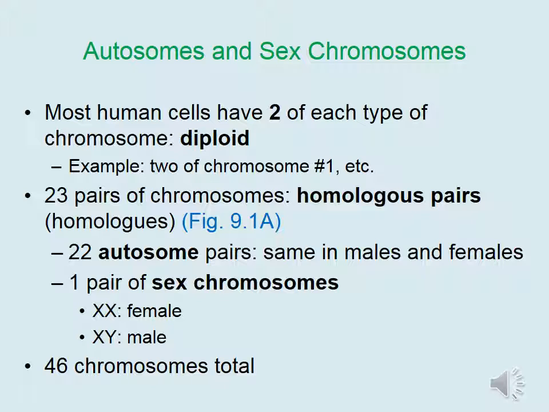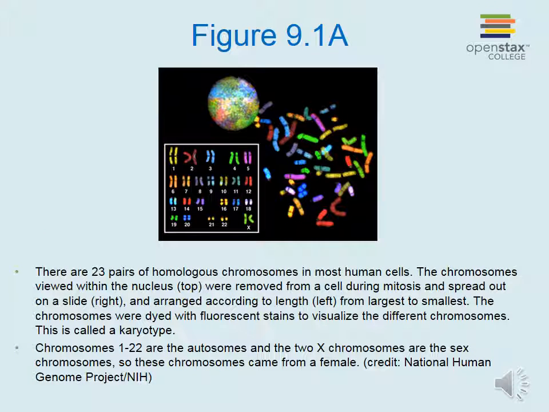We also have an additional pair of sex chromosomes, which are different in males and females. Females have 2 X chromosomes, while males have an X and a Y. Since we have 23 pairs of chromosomes, this means that we have 46 chromosomes total. There are 23 pairs of homologous chromosomes in most human cells.